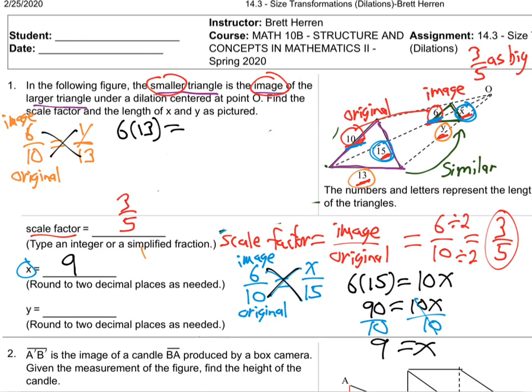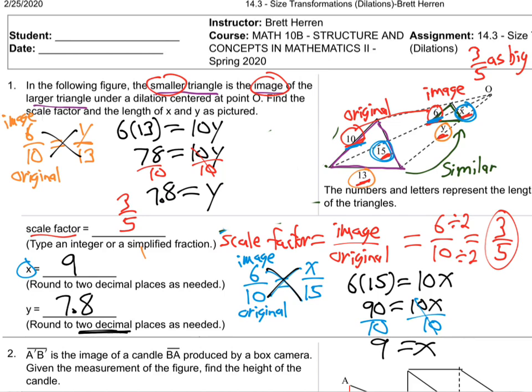6 times 13 is 10 times y. What's that? 78 is 10y. Last step to get y alone there, divide by 10. And so what do we get? Y equals, and they just say decimals, so just divide on your calculator, get a decimal. They said decimals on that one. So there we go, 7.8. We got it. So when one shape is a size transformation of the other shape, then they're similar, which means their sides have equal ratios.